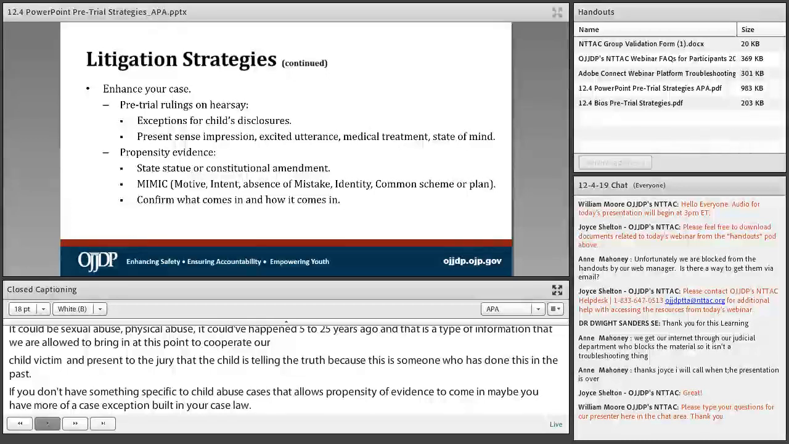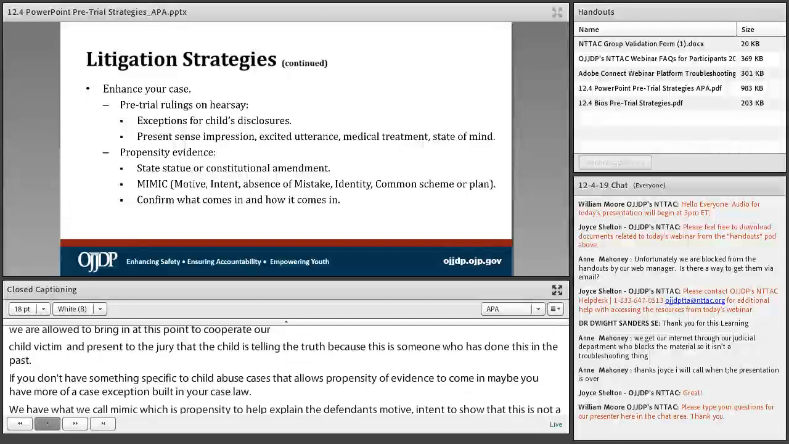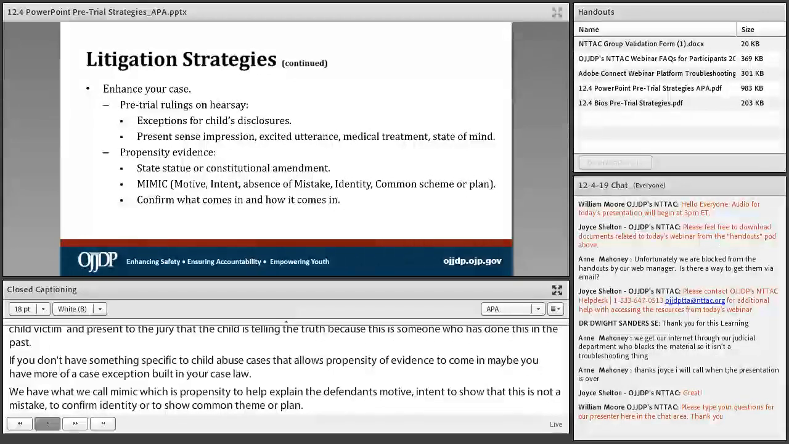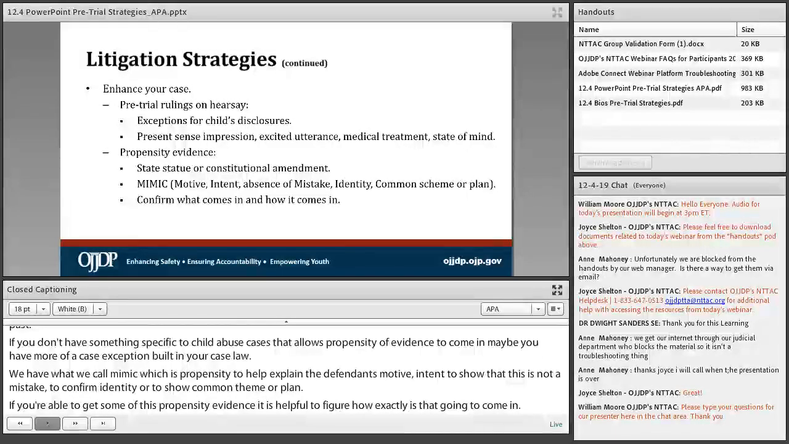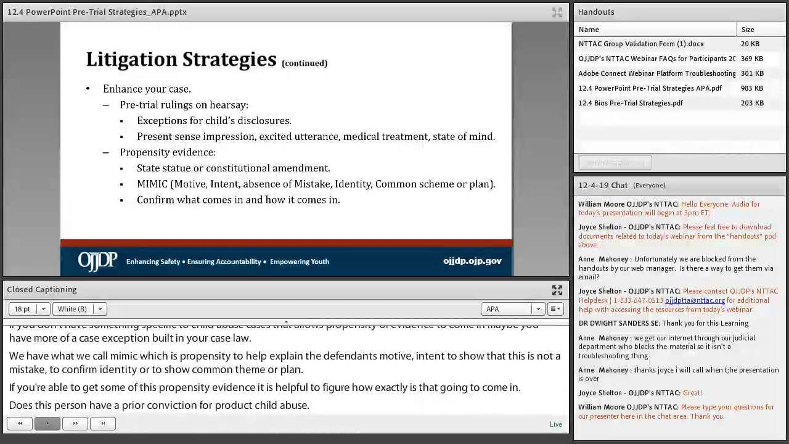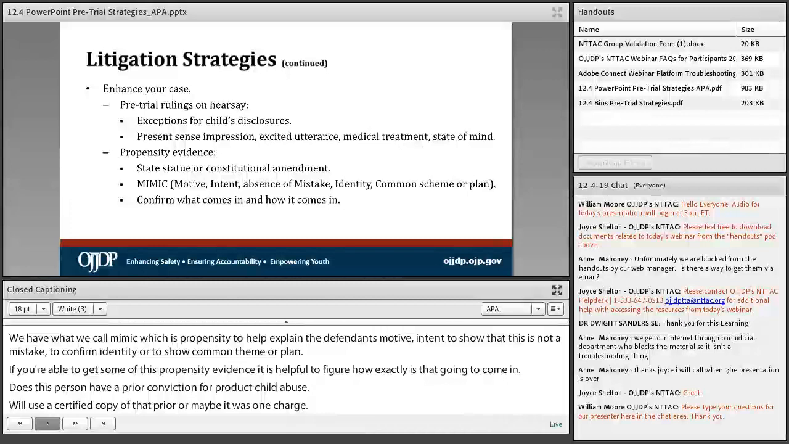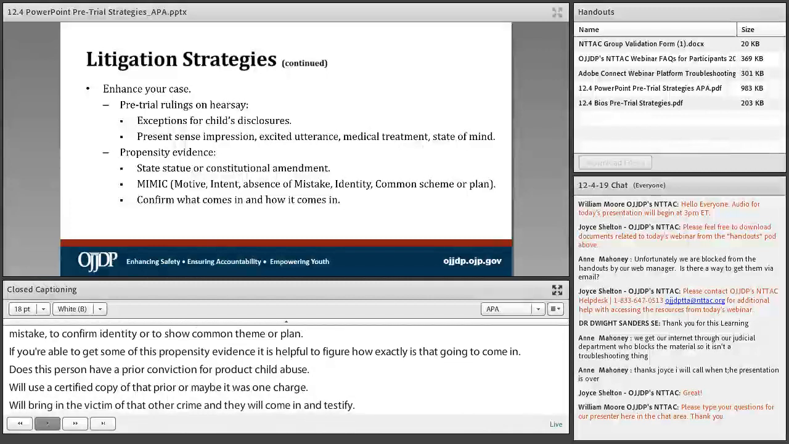If you are able to get in some of this propensity evidence, it's helpful to figure out how exactly that is going to come in. Does this person have a prior conviction for child abuse? Okay, we're going to use a certified copy of that prior. Or maybe it was uncharged bad acts. Well, we're going to bring in the victim of that other crime, and they're going to come in and testify. Or maybe it was the same victim as my present case, and they're going to be able to testify about all of the abuse that they've suffered, whether it is charged or uncharged in our case. Maybe we need to come up with a stipulation that all the parties agree to. Again, it helps to know exactly how that evidence is going to come in.